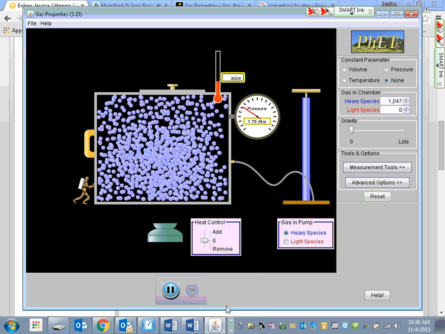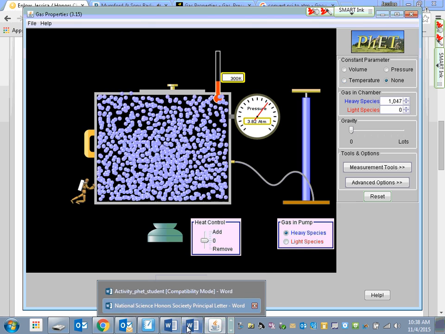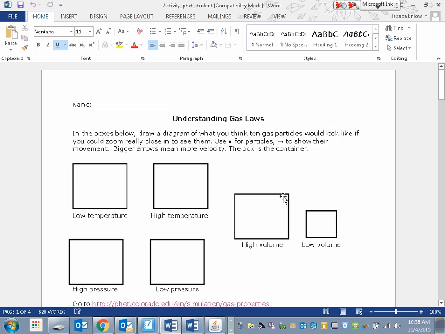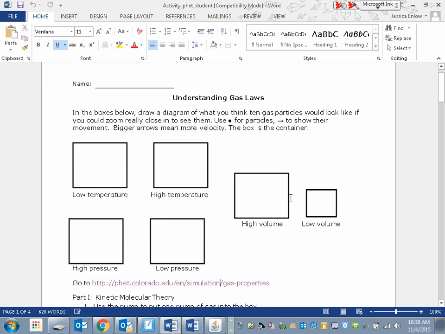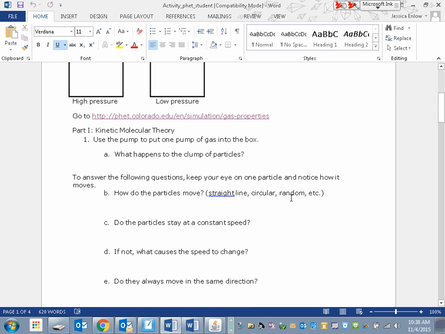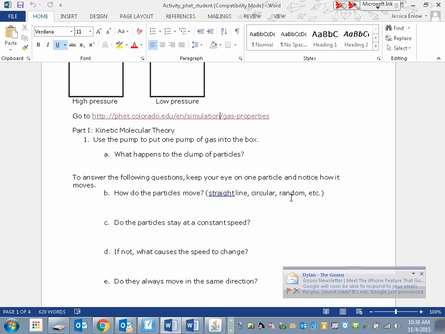That's not what the simulation calls for. The simulation calls for this. It asks you to go through it, draw a couple of things first, and then go to the simulation. One pump. Don't go crazy like I did. One pump into the gas to talk about what happens to the particles, and so forth. It's pretty straightforward what you're looking for, okay?